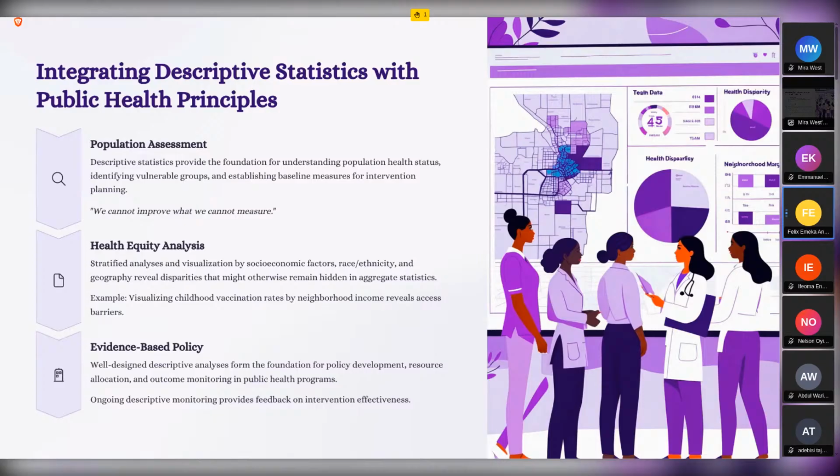So how do we integrate the descriptive statistics with the public health principle? Sometimes you can use it for population assessment. You have to appreciate the fact that we cannot improve what we cannot measure. So for you to carry out an intervention in a community, you have to do a needs assessment. And for you to do a needs assessment, you have to design a tool to collect that data. When you collect that data, you will be able to analyze it and have a baseline.